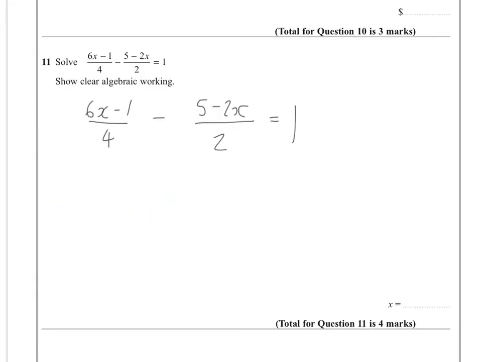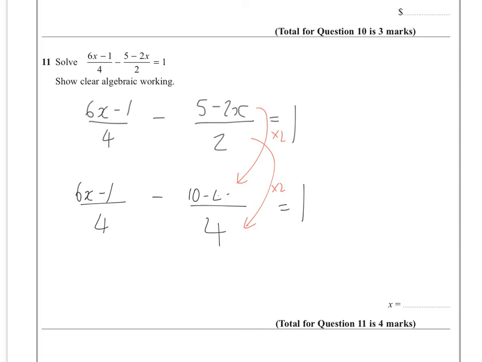When adding or subtracting fractions, you need to have a common denominator. Here the common denominator would be 4. Obviously I therefore need to multiply the second fraction, top and bottom, by 2. Timesing the top of the second fraction by 2: 5 times 2 is 10, and 2 times minus 2x is minus 4x.